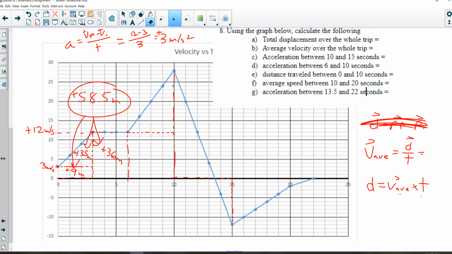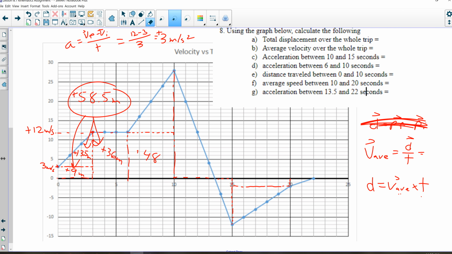Because that changes there, I'm going to have a triangle and a rectangle, and then this itty bitty triangle there at the end. Those are going to be my shapes. So now I've got to calculate the areas of those. This one is 12 high and 4 wide. That's nice, that's 48. So positive 48 meters.